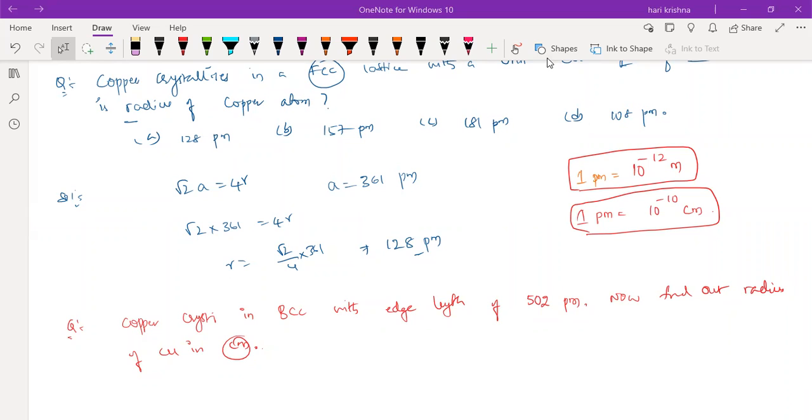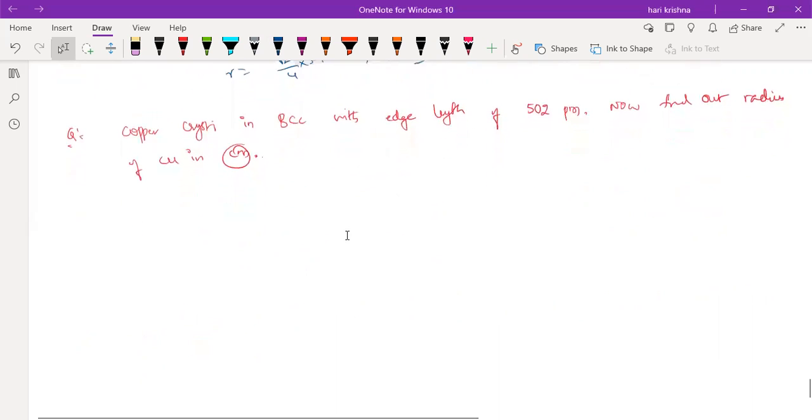Fine. But what is the condition you have to use here? Root 3a is equal to 4r, right? Okay. I hope everyone understands the concept now. Yes or no? Yes, sir. So next we'll do the numerical on the density directly.